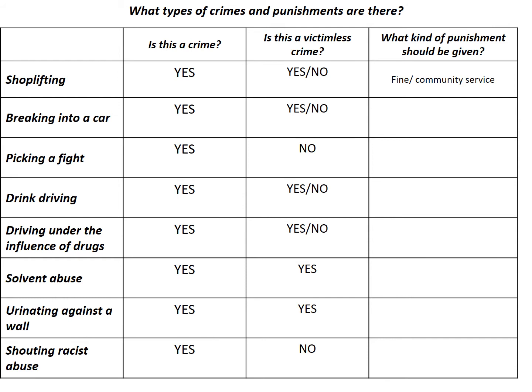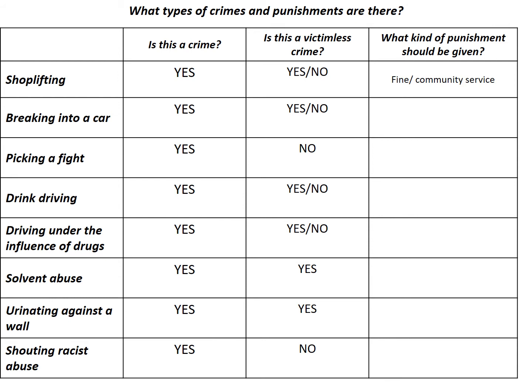Breaking into a car, again, that says yes stroke no, because if you break into a car and the car's empty, then you could argue, well, yes, it's a victimless crime, there's no victim involved. But if you break into a car and there's someone there in the car already, then obviously there is a victim involved. Picking a fight, is that a victimless crime? Well, no, because you'd be fighting with someone directly, so there would be a victim involved.